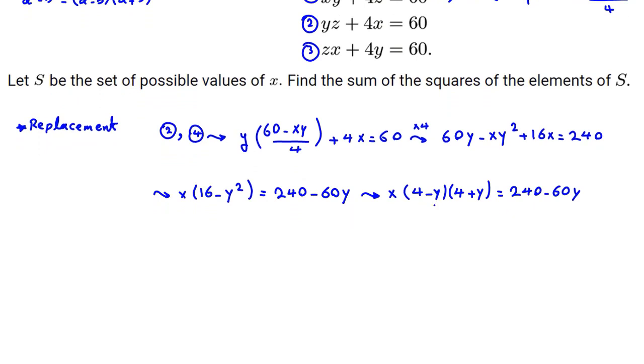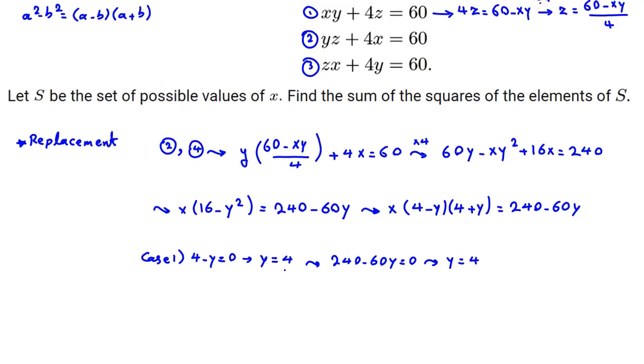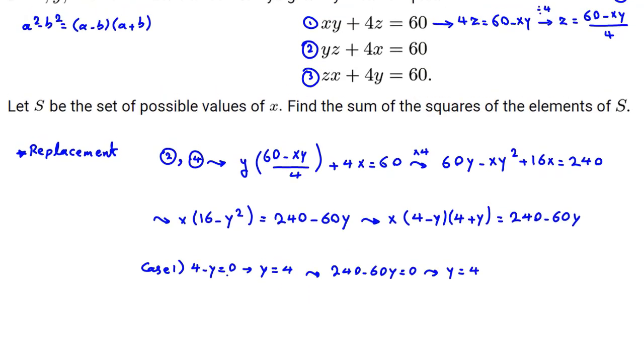But here, we should check it is not 0. So, case 1. If 4 minus y is 0, then y equals 4. The left side is 0, so the right side 240 minus 60y is 0 also. So again, y equals 4. Now, if y equals 4, let's analyze this part. The first equation will be 4x plus 4z equals 60. And we conclude x plus z equals, if we divide by 4, 15.